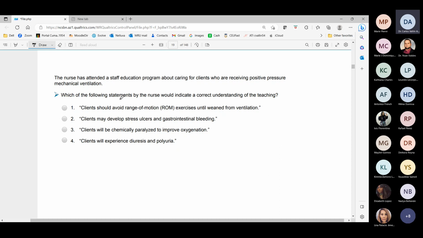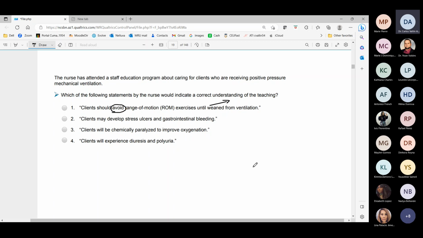Which of the following statements by the nurse would indicate a correct understanding of the teaching that has been delivered to the nurse caring for patients intubated with positive pressure mechanical ventilation? Let's see. Clients should avoid range of motion exercise until weaned from ventilation. Weaned from ventilation is when they are removed from the ventilator.